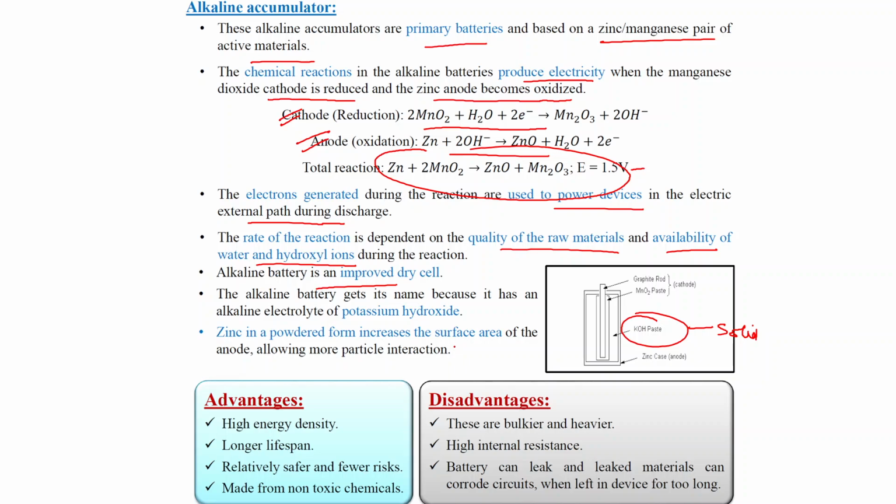Zinc in powdered form increases the surface area of the anode, allowing more particle intercalation. It has a few advantages, like high energy density, longer lifespan, relatively safer with fewer risks, and being made from non-toxic chemicals. Its disadvantages are that they are bulkier and heavier, have higher internal resistance, and the battery can leak, and leaked material can corrode circuits when left in a device for too long.